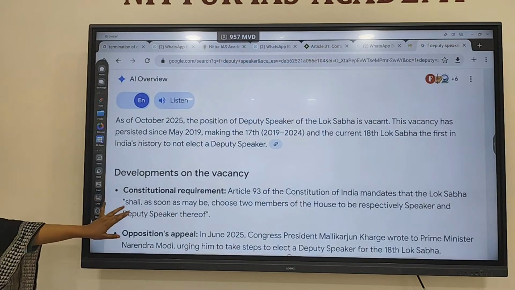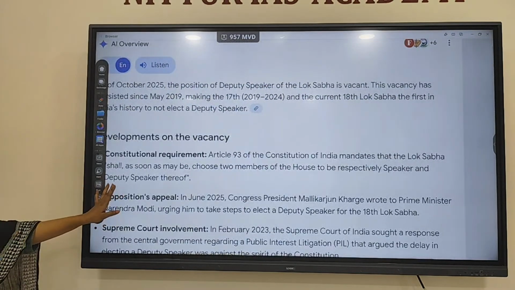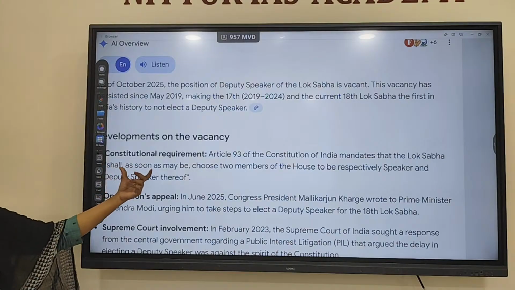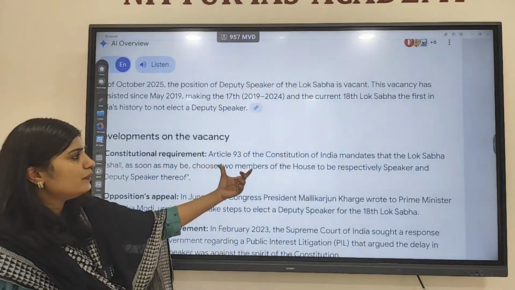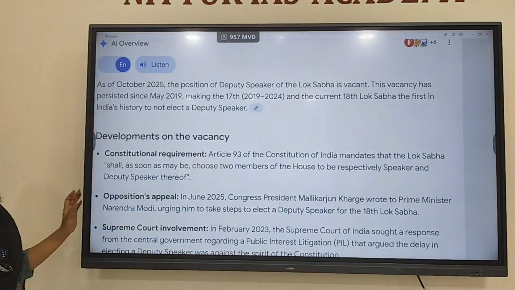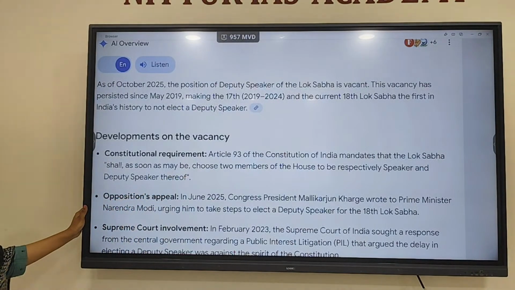Very important article is that constitutional requirement. Article 93 of the Constitution of India mandates that Lok Sabha shall, as soon as may be, choose 2 members of House as the respectively speaker and deputy speaker thereof. But the opposition party is clapping. Mallikarjun Kharge, the leader of opposition party, is telling that just conduct the elections for the speaker, deputy speaker. It was not been conducted.